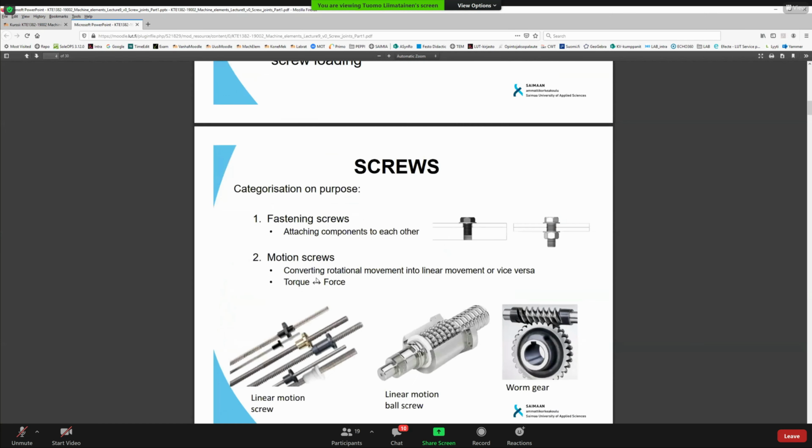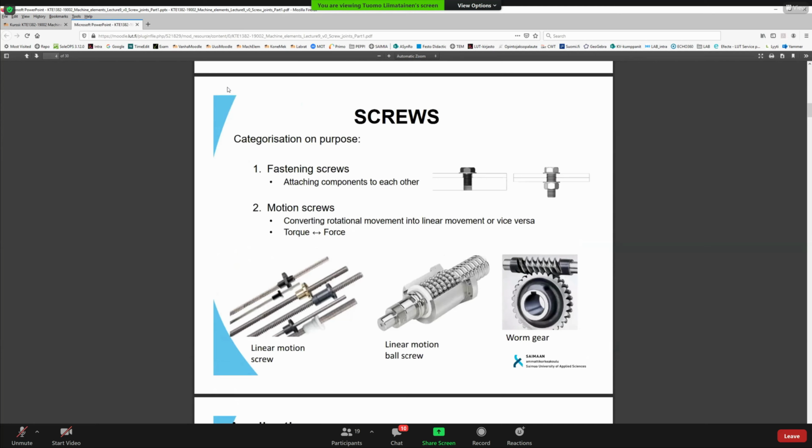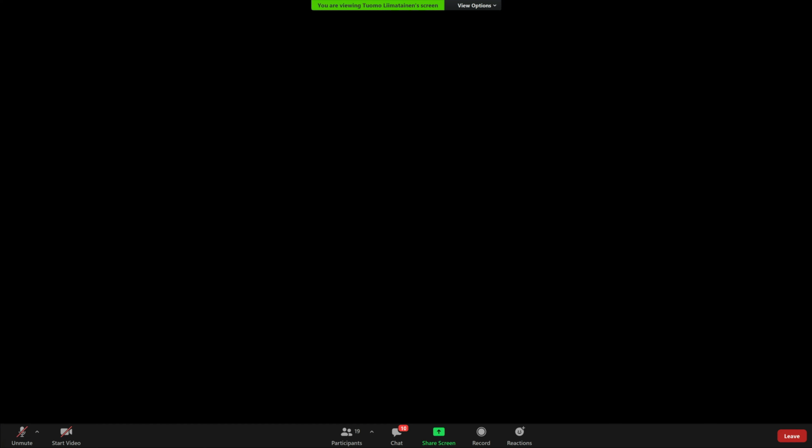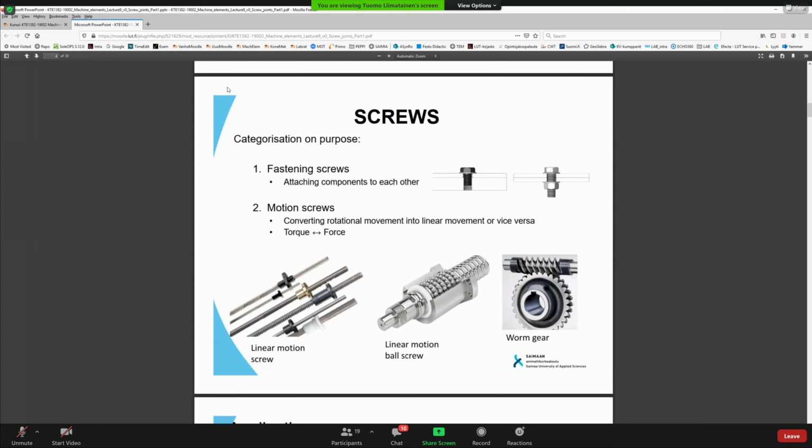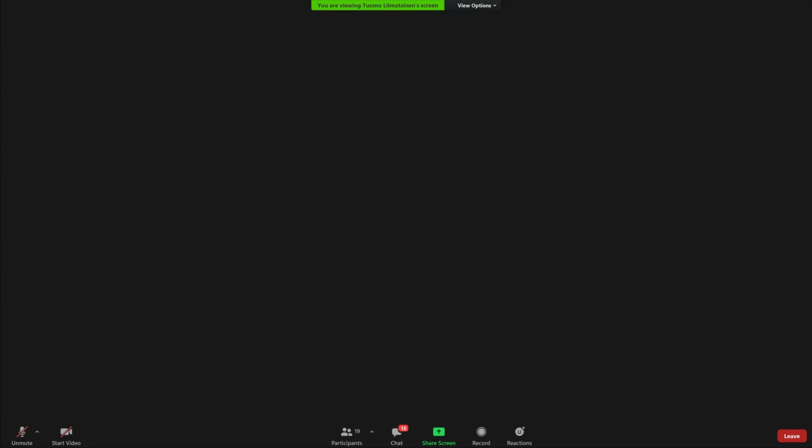So I think everybody is more or less familiar with the screws. So you can find screws used for different kinds of purposes. By far the most important in mechanics and I would say the original way is the fastening screw. So you just attach components to each other with the help of the screw and the nut.